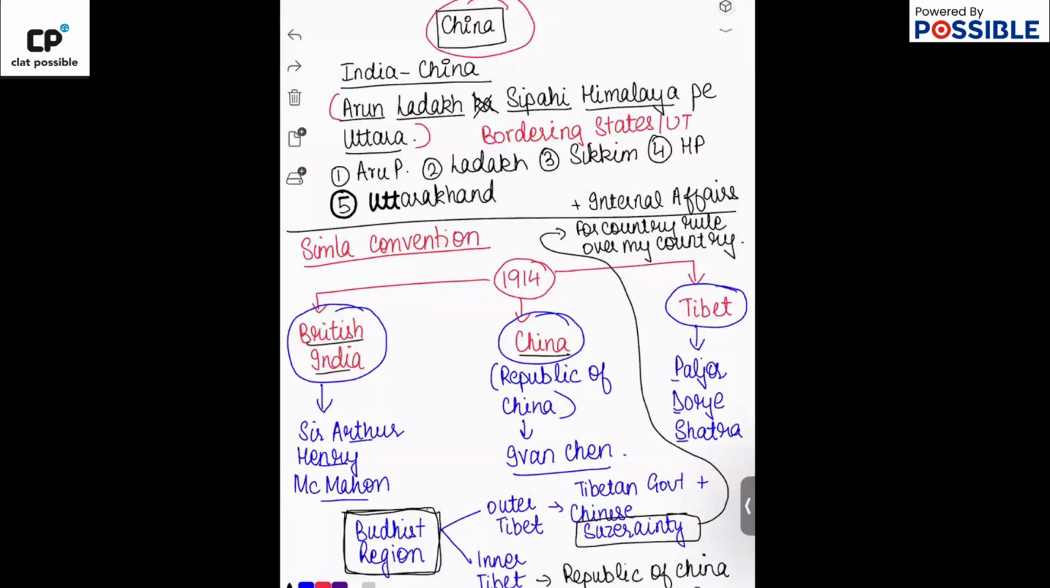So China, British India, and the third one is Tibet. We divided the regions where people were preaching Buddhism into two parts. But right at the end, in 1914, these negotiations had obviously been happening for a long time, China says no. The Republic of China, this Ivan Chen, he says no, I'm not going to be a part of it. And so at the end of it, it was Sir Arthur Henry McMahon and Paljor Dorje Shatra, also known as PDS. These were the two people who actually signed the final agreement.